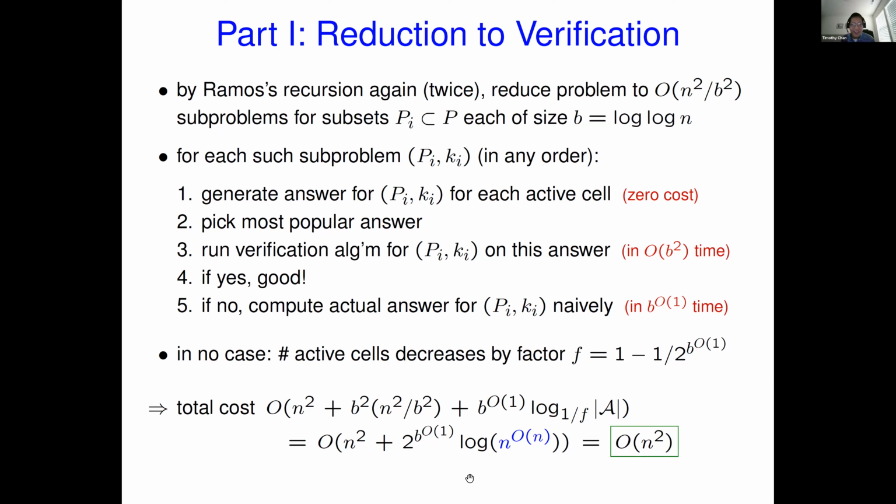Okay, so what's unusual about this is that we are not really using any specific property about the order K Voronoi diagram, other than the existence of a self-reduction like Ramos's recursion. So it's kind of general and abstract. So if you can solve the verification problem, now we will be able to solve the original problem. So from now on, it suffices to try to design a good verification algorithm for the problem.